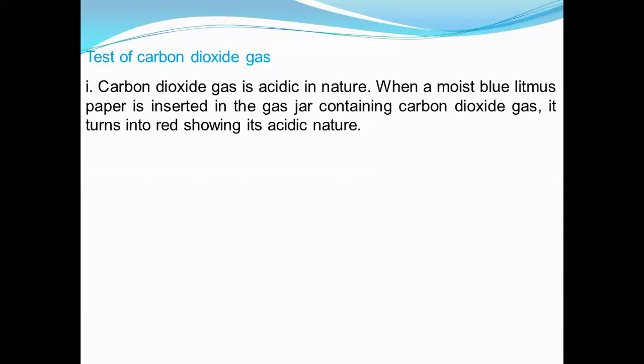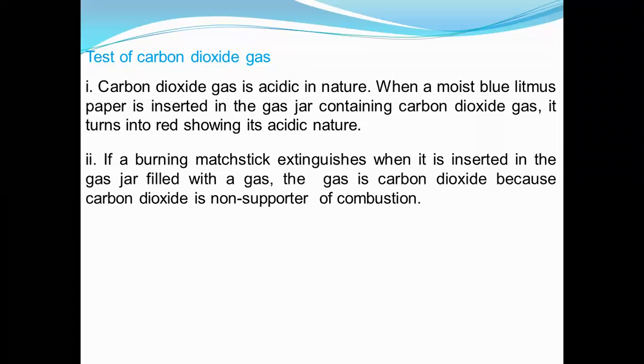It means that there is a gas, and that gas is carbon dioxide. But this is not the sure test. This is one of the tests. Another one: if we bring a burning matchstick near the mouth of the gas jar filled with carbon dioxide, then the matchstick extinguishes or burns out. It proves that carbon dioxide does not support burning, and so it puts out the matchstick.